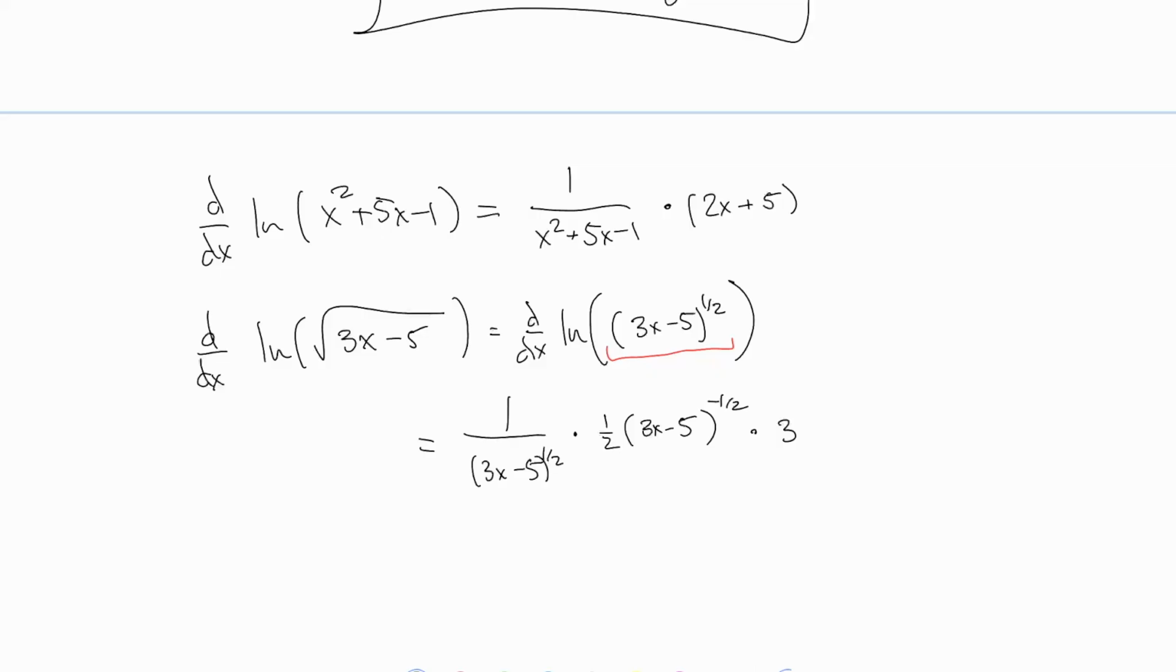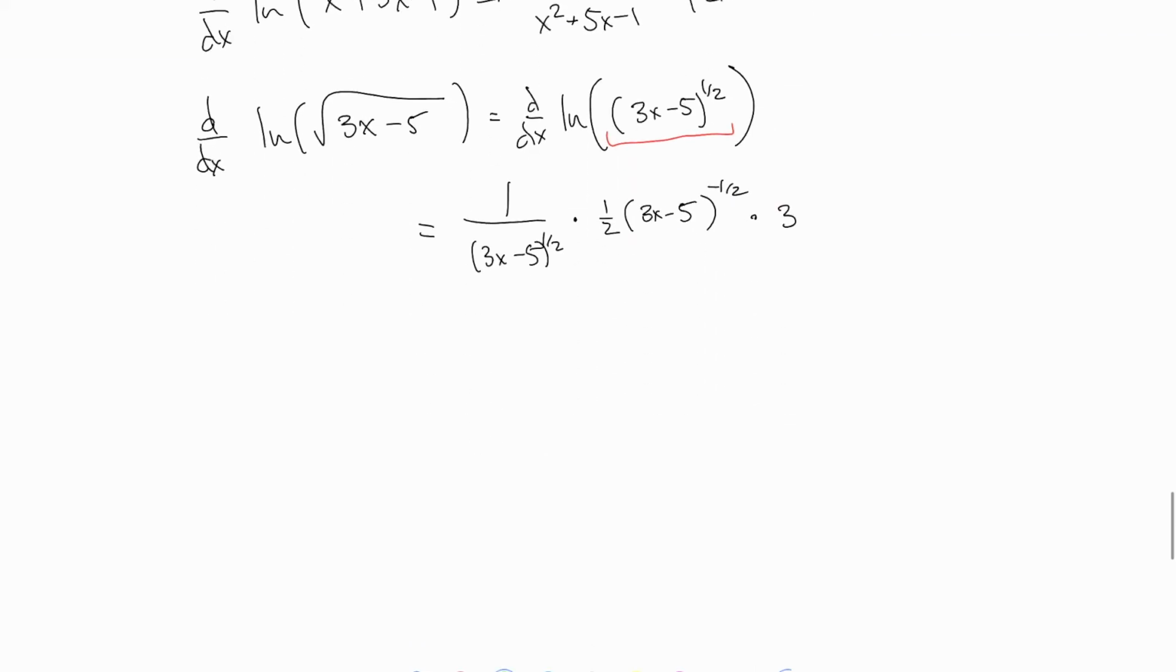Could you just move the 1/2 in front of the natural log to begin? Yeah, so you can use one of our rules about the log to make this a little simpler maybe. So here's an alternative way of doing this, which I was going to say.